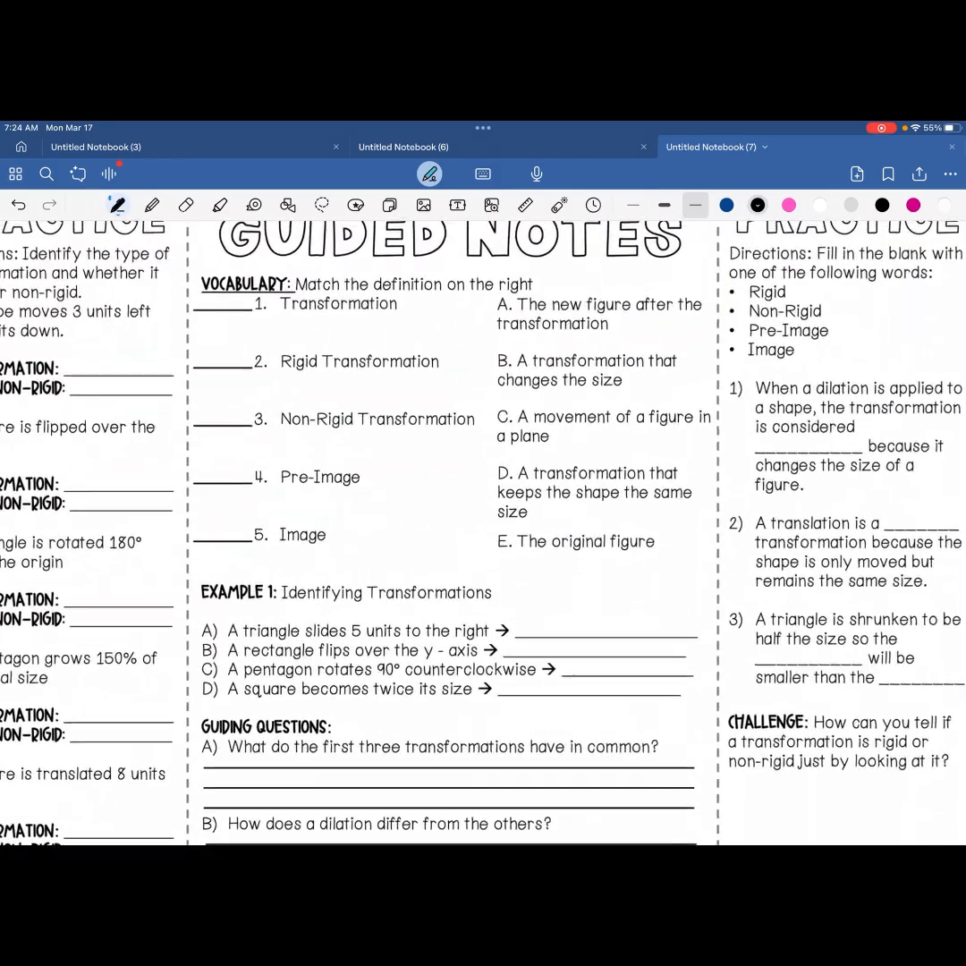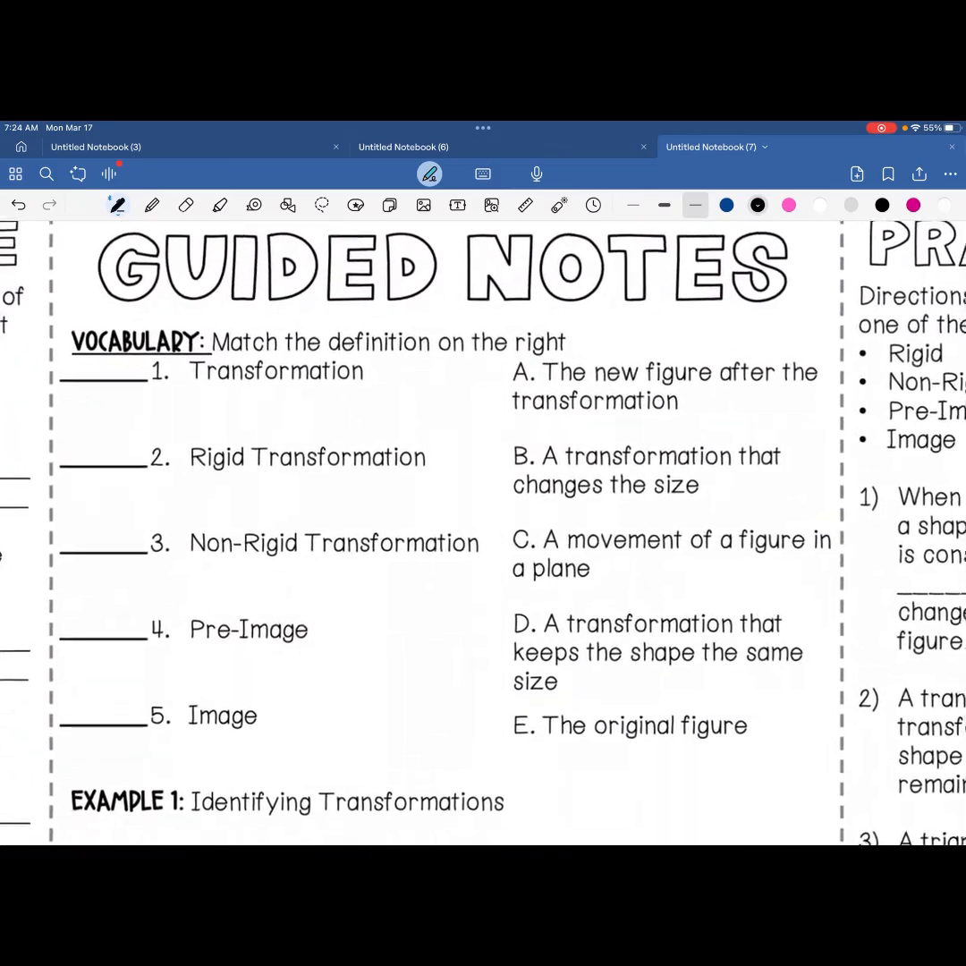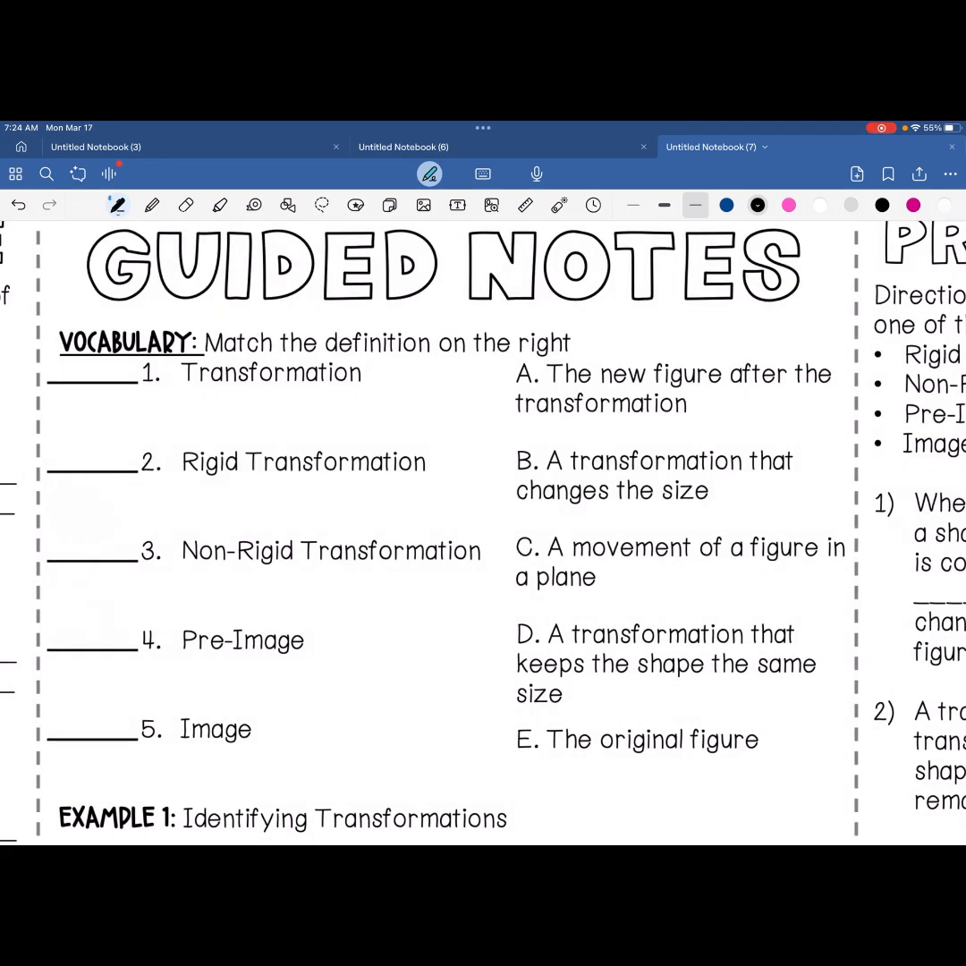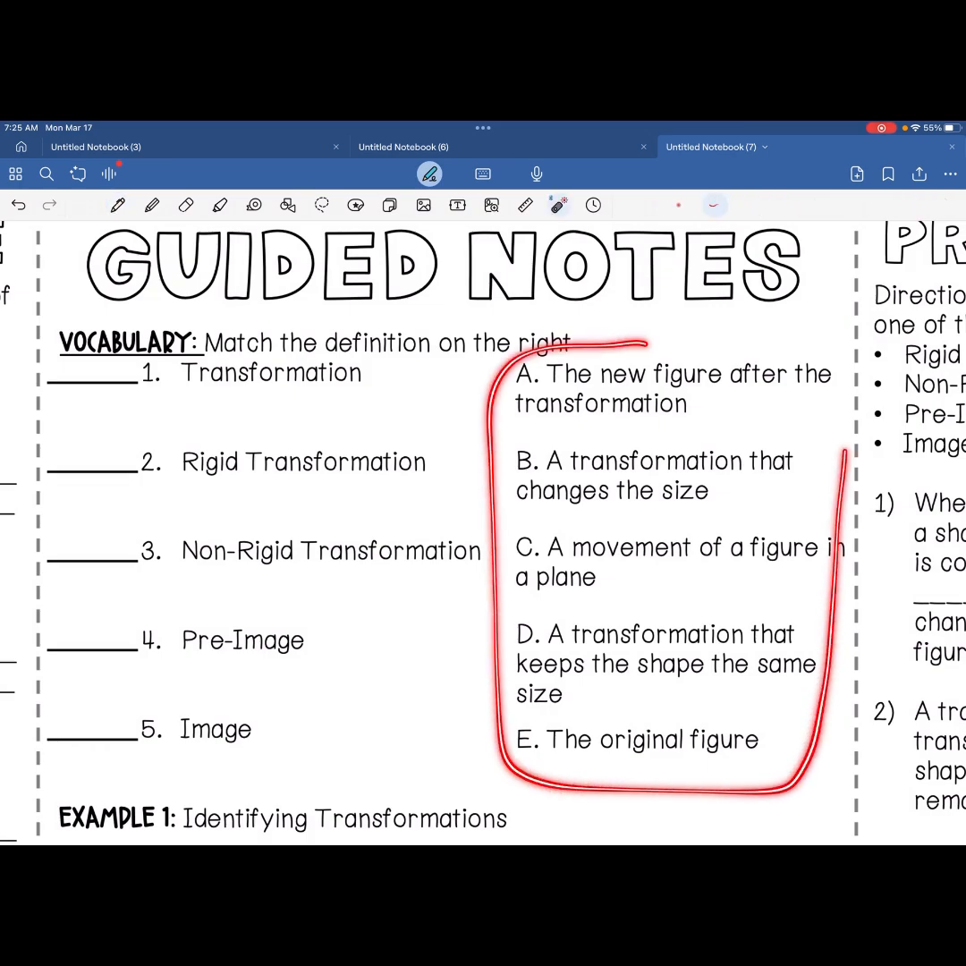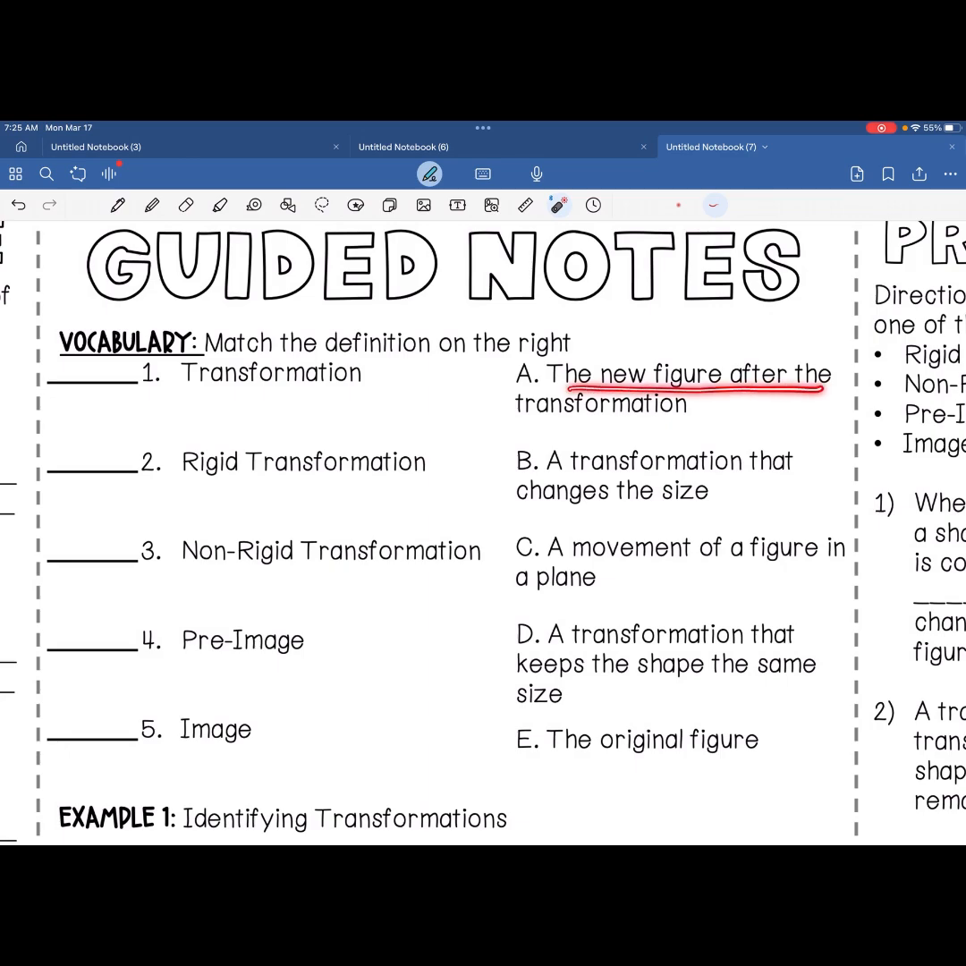Let's get into the lesson. So we have some vocabulary definitions we're going to match. Let's actually start with the definitions and then we'll see if we can find the word. It makes it easier. So the new figure after a transformation: once a transformation happens, the new figure is called an image. Okay, so 5 would be A. A transformation that changes the size. So yes, we know it's a dilation, right?